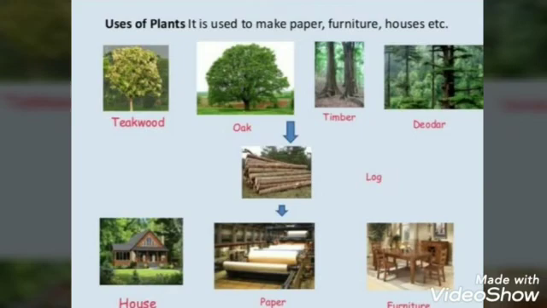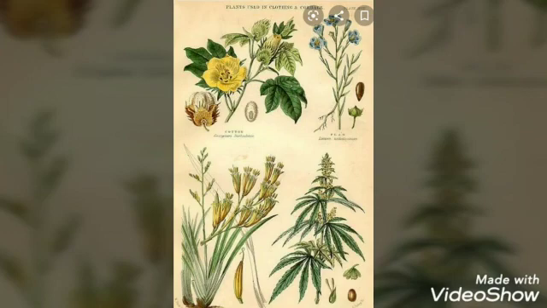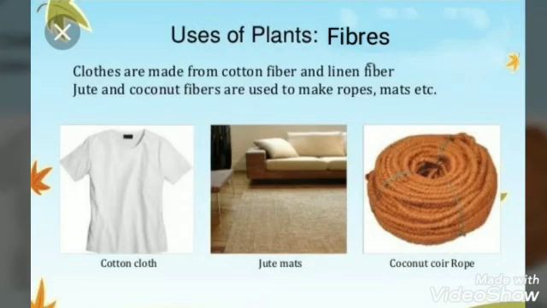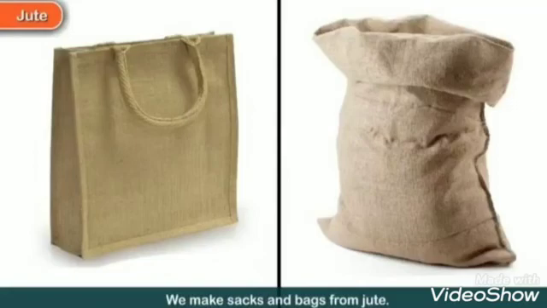Oak, sal, spruce, and teak are some of the trees with heartwood. Your pencils, tables, and chairs are made from wood that comes from trees. We get many types of fibers also from plants. Cotton, jute, hemp, and flax are some of the plants which give us fibers. Clothes are made from cotton fiber and linen fiber. Jute and coconut fibers are used to make ropes, mats, etc. Jute fiber comes from the stem of the plant. We make sacks and bags from jute.